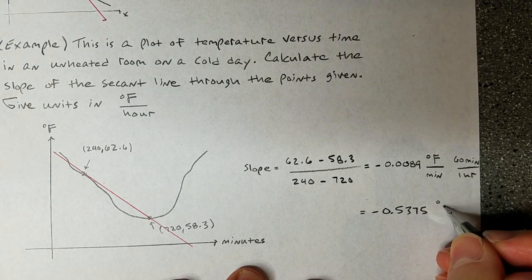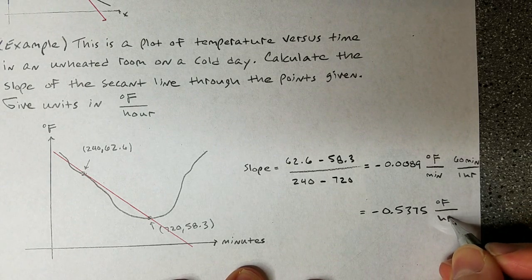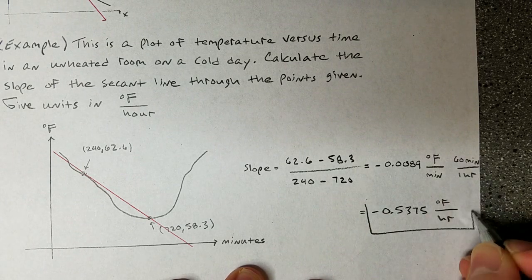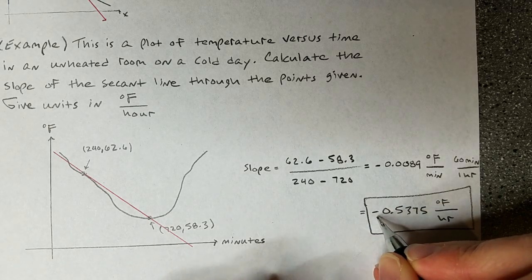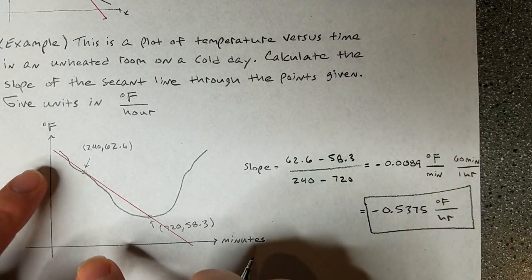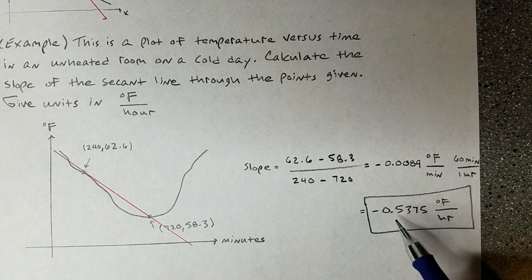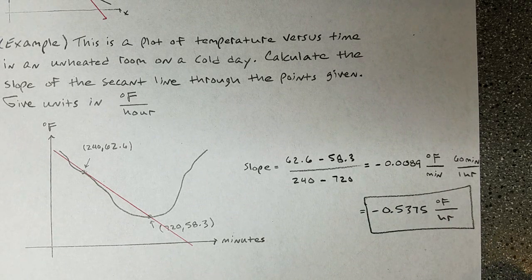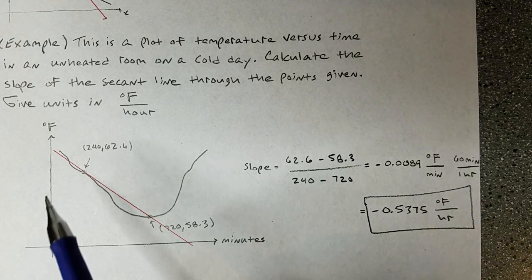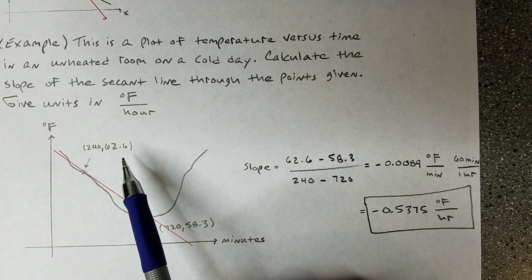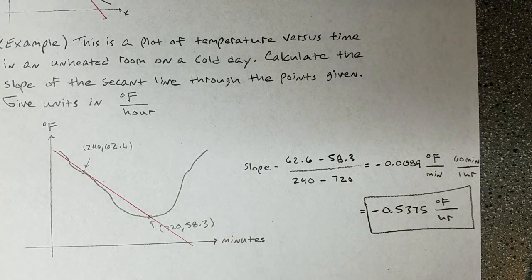So this is degrees Fahrenheit per hour. It's negative, meaning the temperature was falling. You can see that. And this is how fast: about half of a degree Fahrenheit per hour. It wasn't falling that fast, but that's how you get from 62.6 degrees Fahrenheit to 58.3 degrees Fahrenheit.